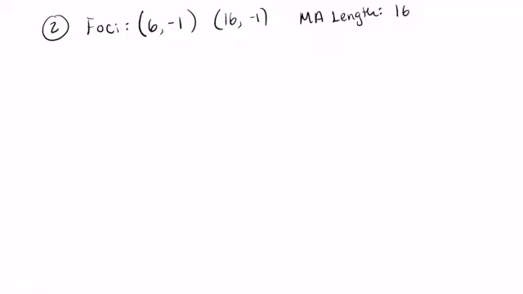I'm given foci of (6, -1) and (16, -1). I have a major axis length of 16. So I'm going to sketch a graph. I'm going to draw this one a little bit differently, because my x values are going to go from 6 to 16. It's 1, 2, 3, 4, 5, 6, 7, 8, 9, 10, 11, 12, 13, 14, 15, 16, 17, 18, 19, 20.